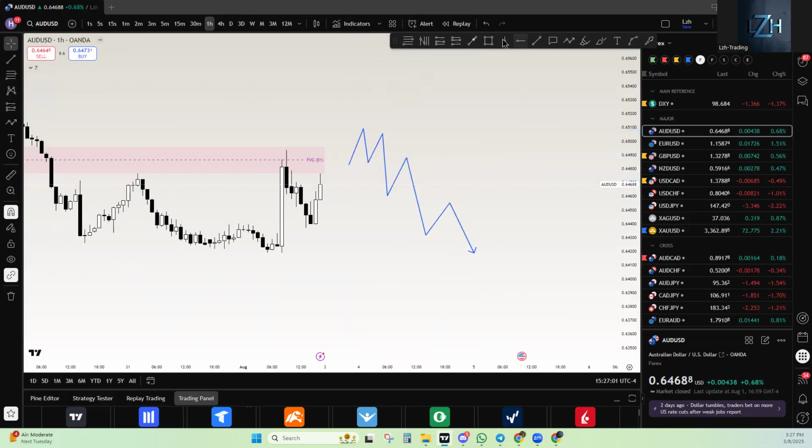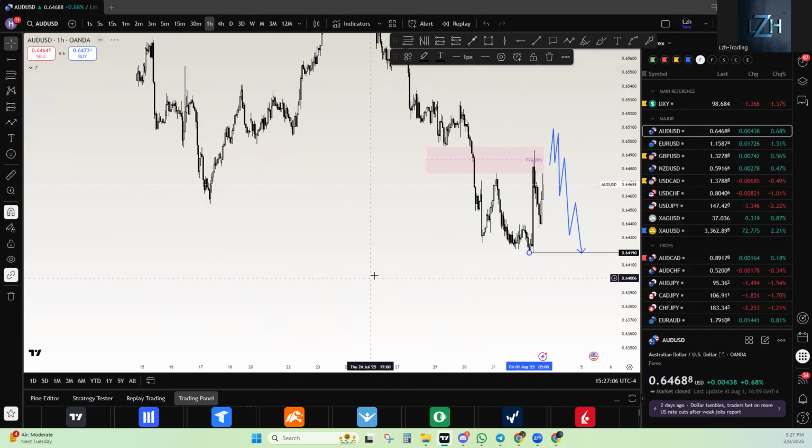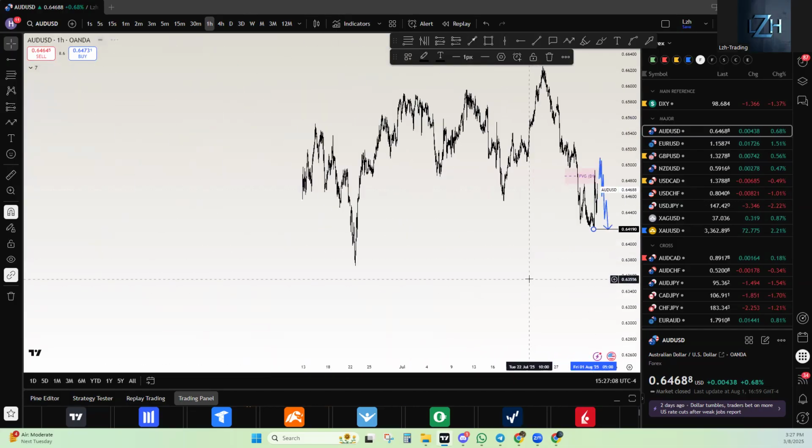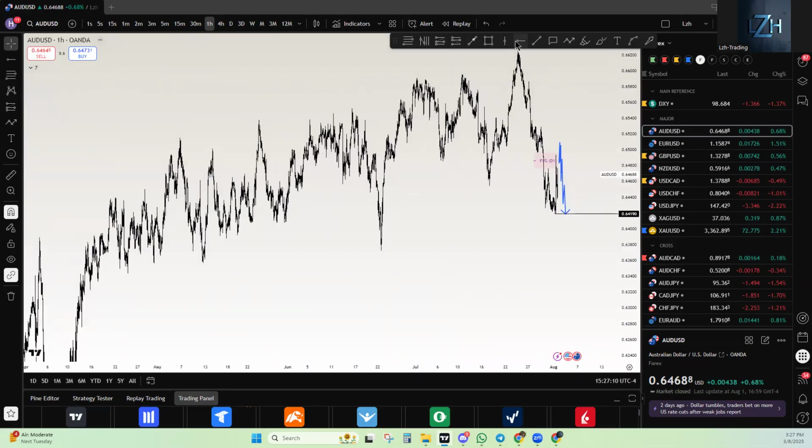So what would be your take profit level? This would be your low hanging fruit. Or if you want to target further, this liquidity can be your target as well.